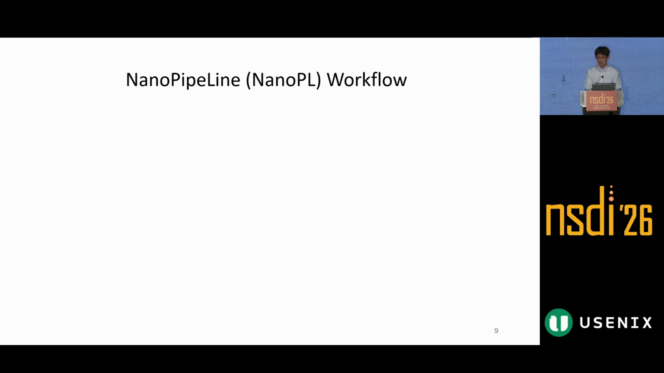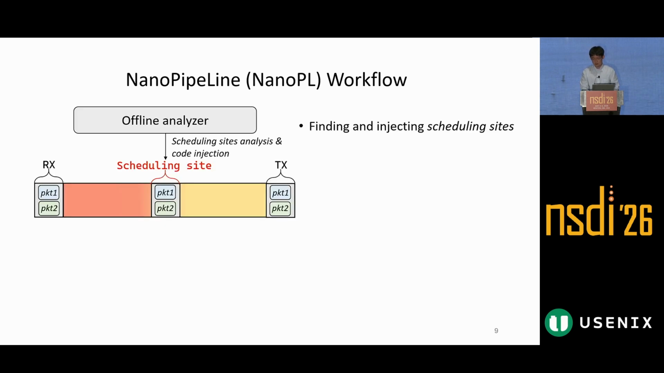Following such insights, we built a system called NanoPipeline that integrates such a workflow into existing applications. First, NanoPipeline consists of an offline analyzer that finds and injects what we call scheduling sites into the code. Those scheduling sites effectively partition the code into several iCache-friendly stages whose code size does not exceed the iCache capacity.